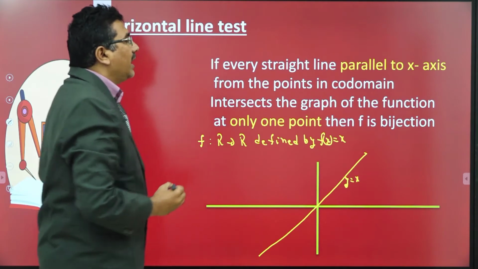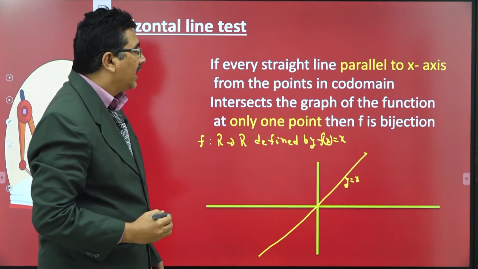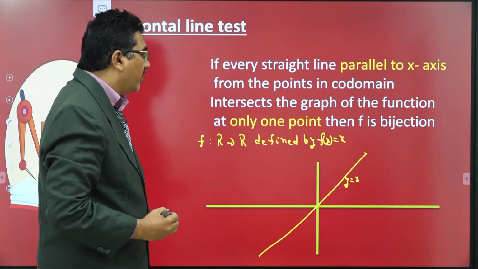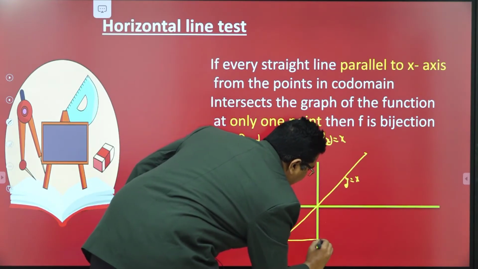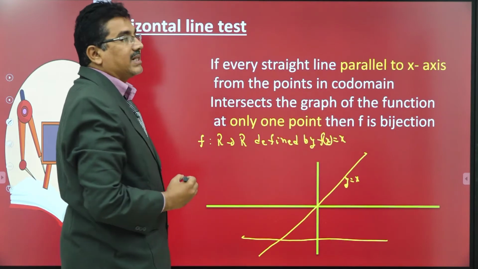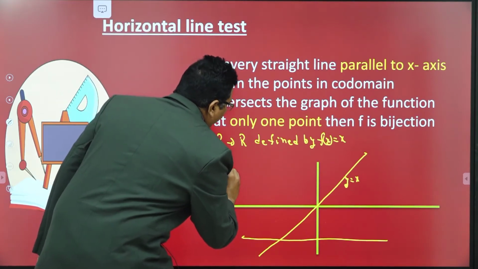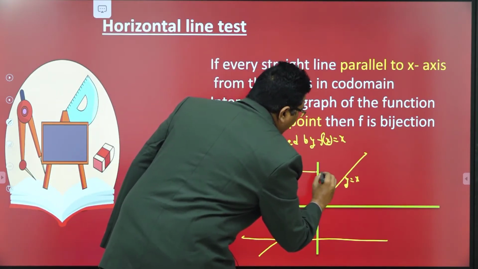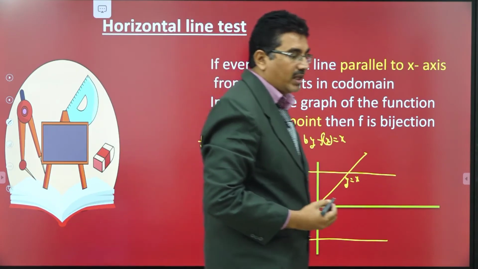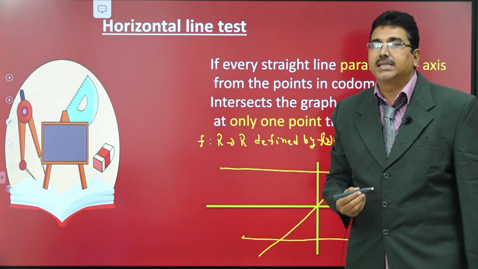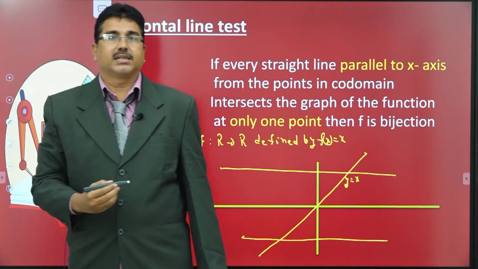Now draw any straight line parallel to the x-axis from the points in the codomain. Here the codomain is R. If we draw a horizontal line parallel to the x-axis, this line intersects at only one point. Now draw another line above the x-axis parallel to the x-axis, it intersects at only one point. Therefore, f of x equal to x is a bijective function from the horizontal line test.